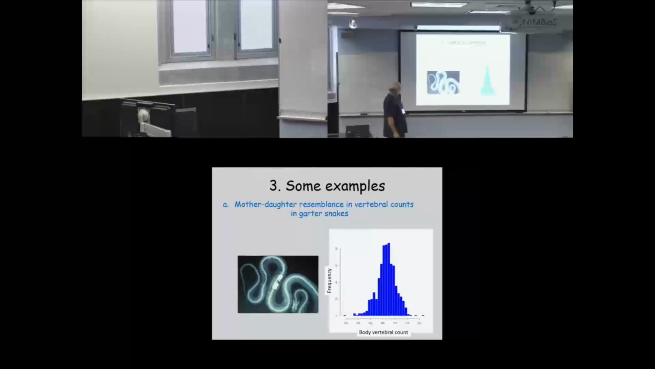All right, so this topic came up: what about using the theory in something besides the barnyard and the greenhouse? Here's an example from my own work. In the garter snakes that I've worked on, you can count the number of vertebrae in the body, as distinct from the number of vertebrae in the tail.